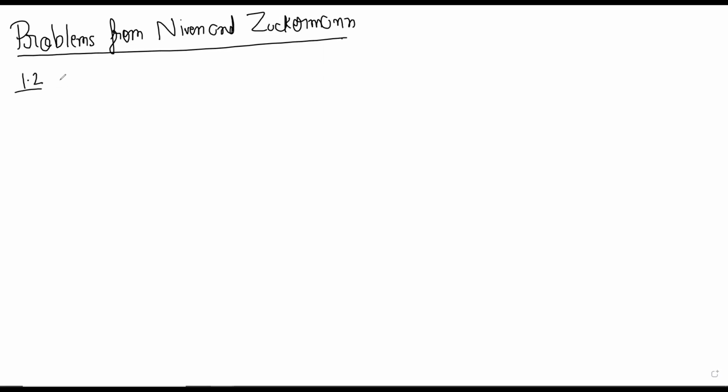So 1.2, problem number 11. I think this is simple. Show that 4 does not divide n square plus 2 for any n. So how do we do this?